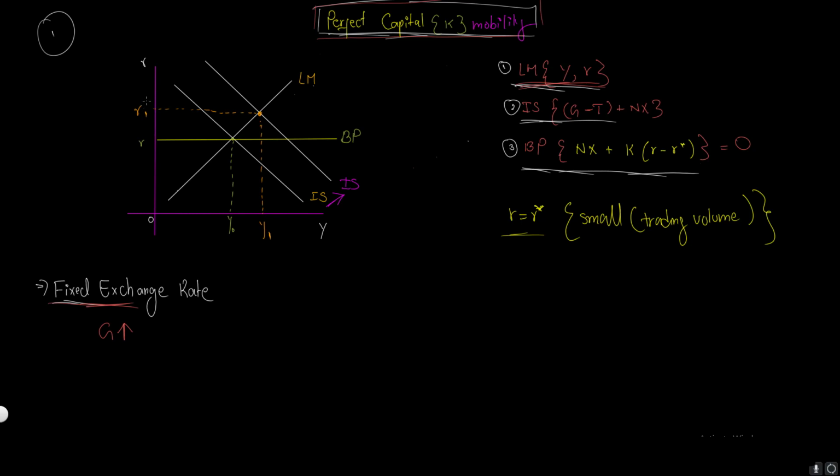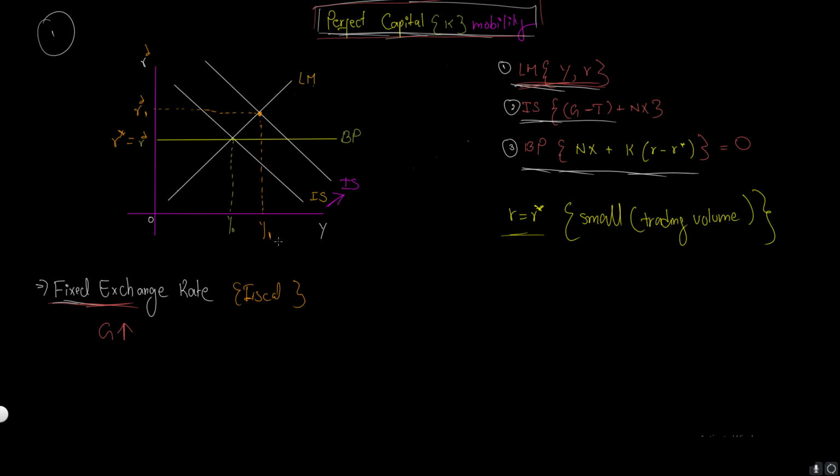Keep in mind, this interest rate is our domestic interest rate, let's call it RD. We are initially assuming that the domestic interest rate and the international interest rate are essentially the same. But if the government implements expansionary fiscal policy, it's going to cause the IS curve to shift towards the right, and that would create a new equilibrium point R1 and Y1. The income level in the economy would increase.